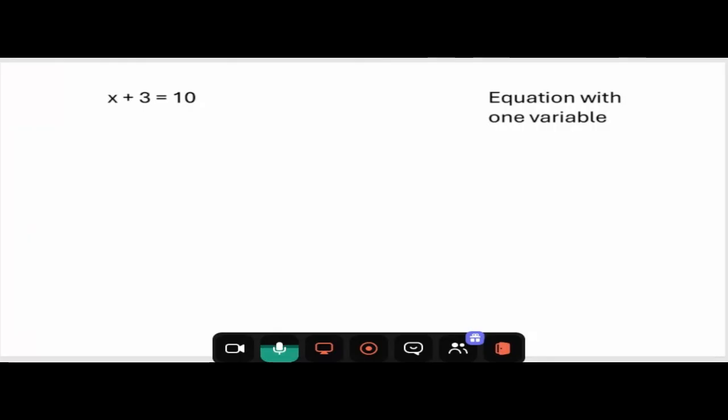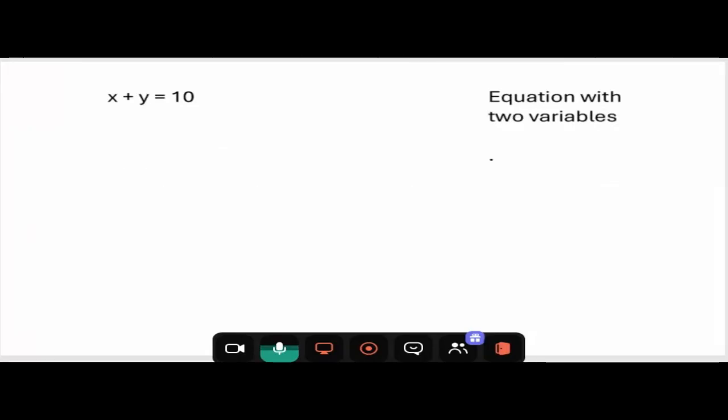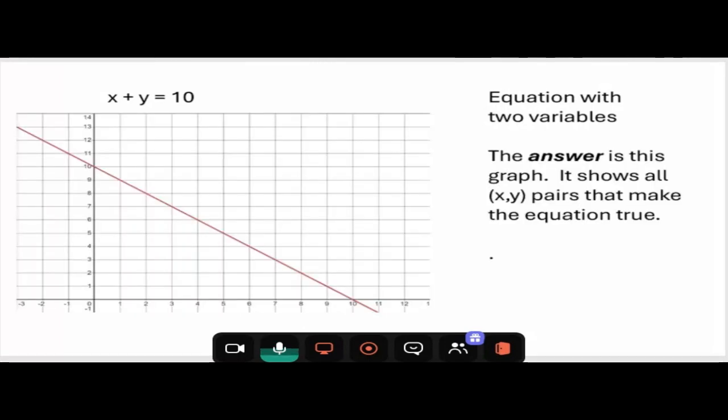So an equation with one variable, that's how we write the answer, x equals 7. An equation with two variables, we can't list the answer numbers, so we draw them. That is the answer to the equation x plus y equals 10. So that's our basic understanding. I think I'm going to talk a little bit more here.